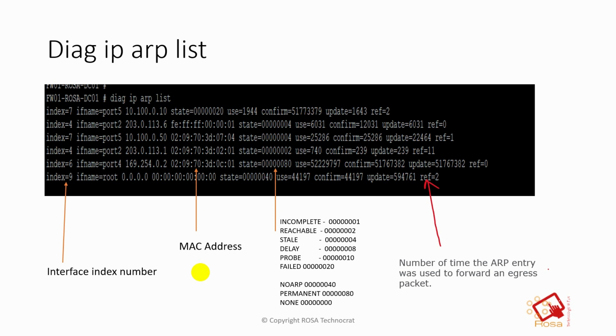Reference tells us about the number of times the ARP entry was used to forward an egress packet. And update tells us when this ARP entry was last updated or created. So these are different fields.